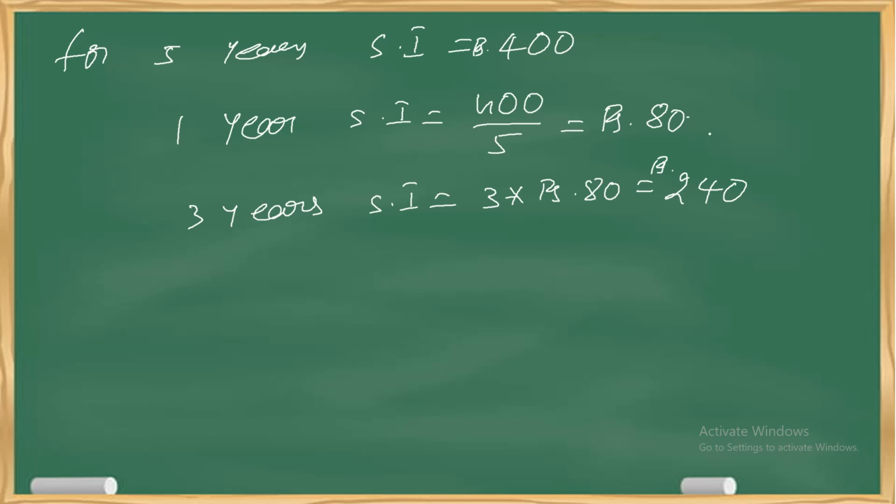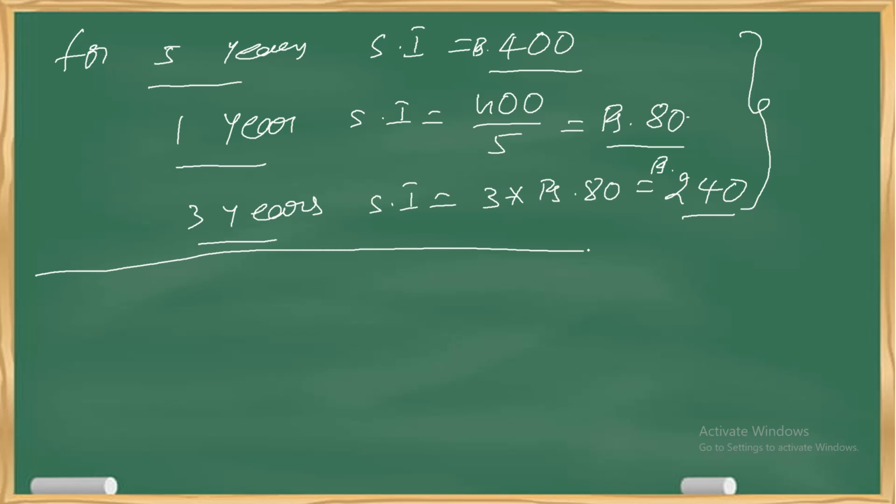So simple interest is very easy. You need not worry about any relationship between the proportion concepts. Okay, when the number of years increases, the simple interest increases. When the number of years decreases, the simple interest decreases. When the number of years again increases, the simple interest increases. So it's a direct proportion, so you need not worry about the simple interest concept at all.